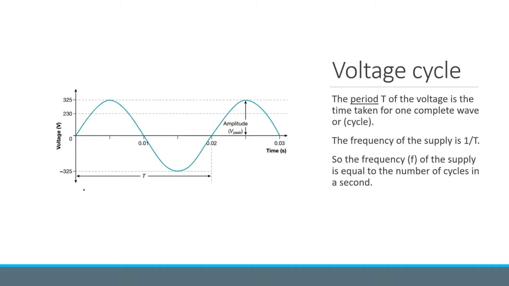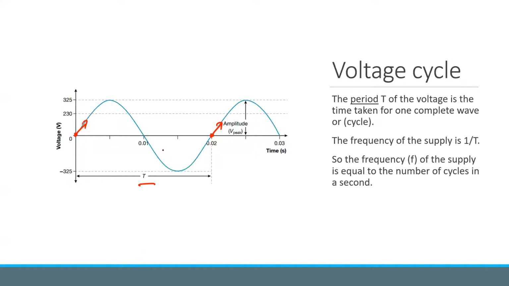Now, let's talk about the voltage cycle a little bit more. The period of voltage, and the symbol for period is T, is the time taken for one complete wave cycle. So T in this case is the time it takes. See how here it's at 0, here it's at 0. Here it goes up, here it goes up. That's how I know that I've completed one cycle, because it looks exactly the same.